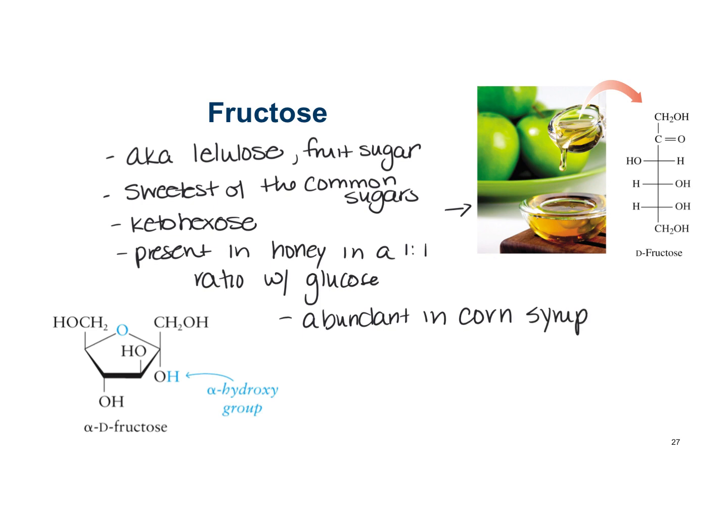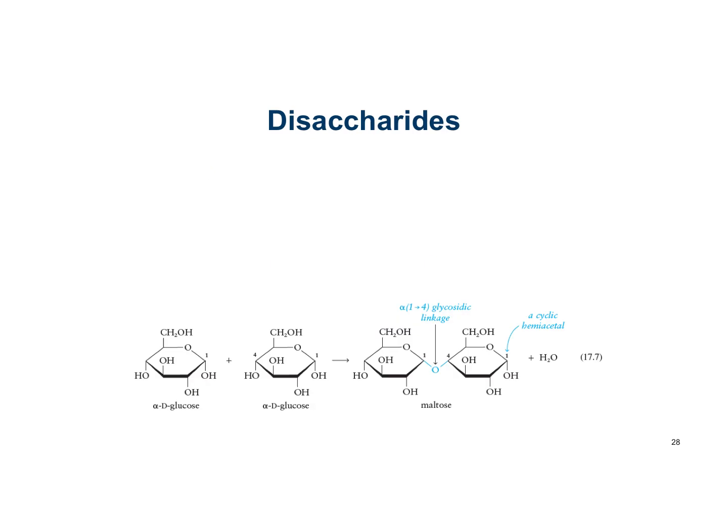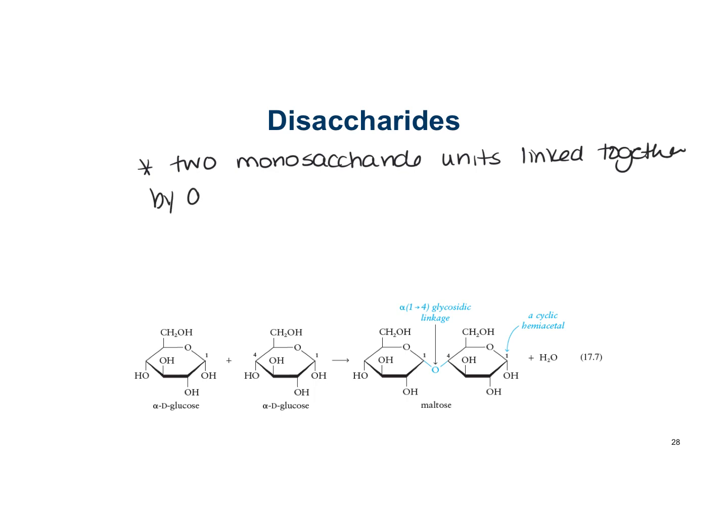Now, let's talk about some disaccharides. When we talk about disaccharides, these are just two monosaccharide units linked together by either an acetal or a ketal, which remember we're going to call these glycosidic linkages.